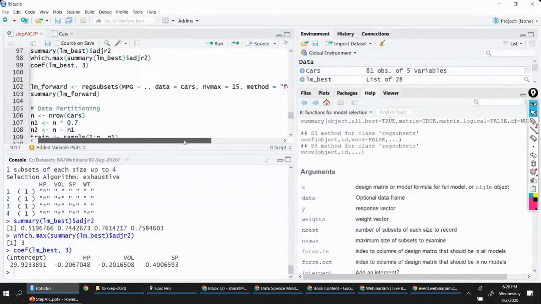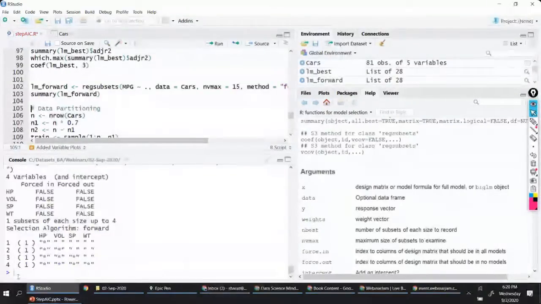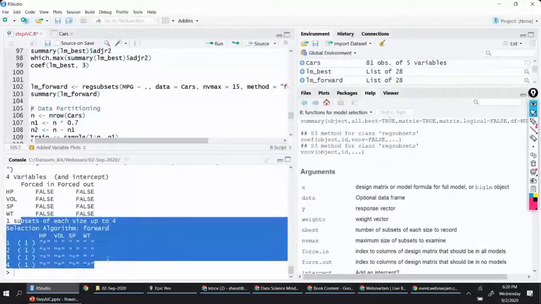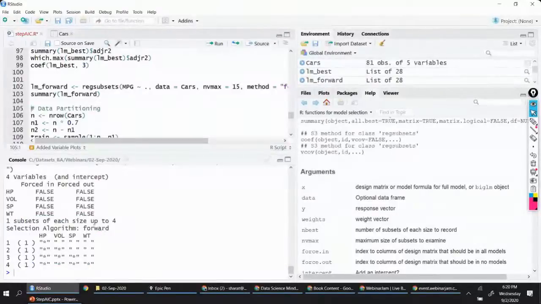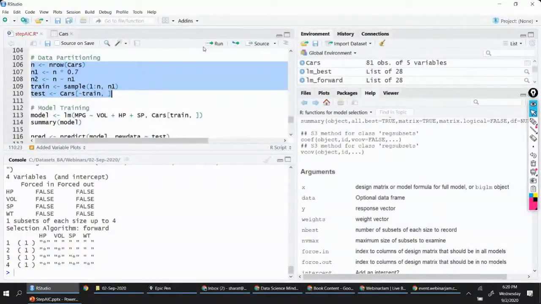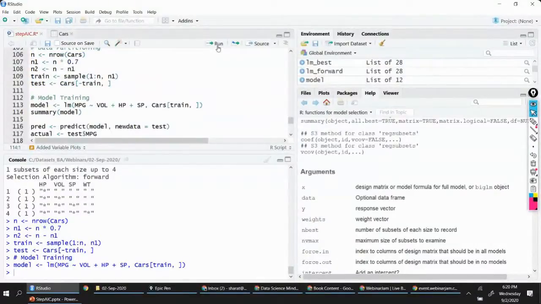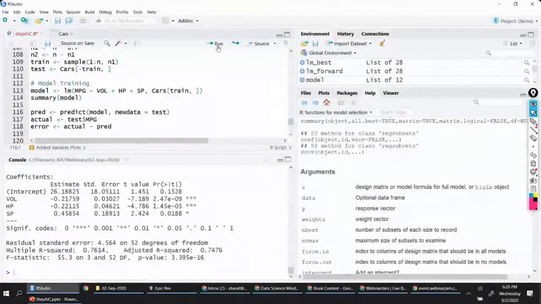And here I'm applying forward feature selection. Same function. You're passing the parameter method equals forward, and that's exactly what we have done here. It's only forward feature selection, it's not exhaustive. You can clearly see that weight is not chosen. Then we will do the partitioning, and we develop the model without weight, and we get the equation.